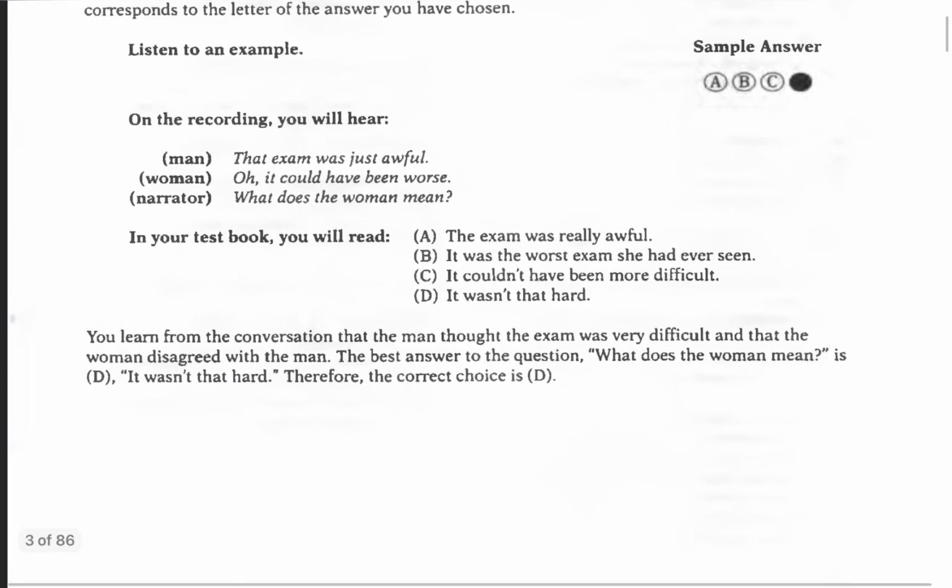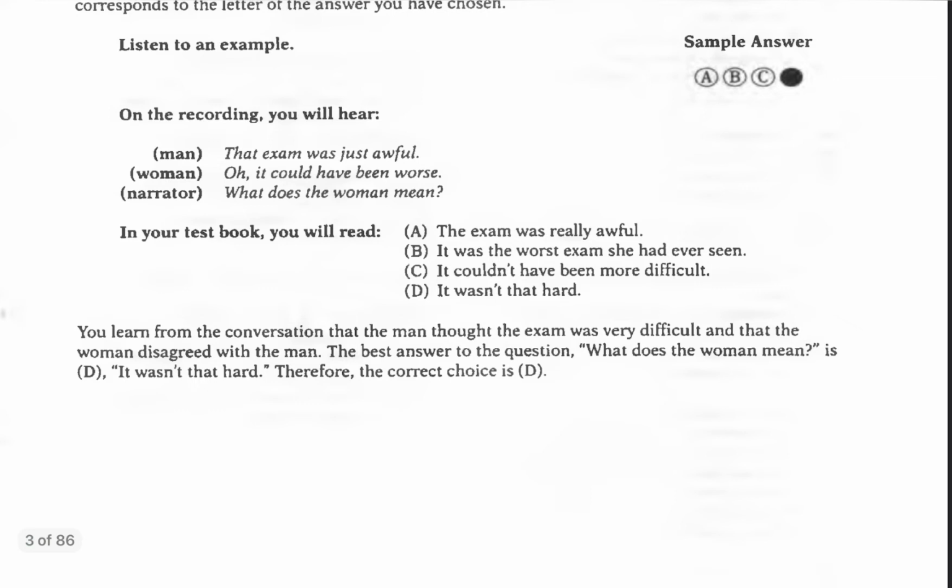Listen to an example. On the recording, you will hear, "That exam was just awful." "Oh, it could have been worse." What does the woman mean? In your test book, you will read, A. The exam was really awful. B. It was the worst exam she had ever seen. C. It couldn't have been more difficult. D. It wasn't that hard.